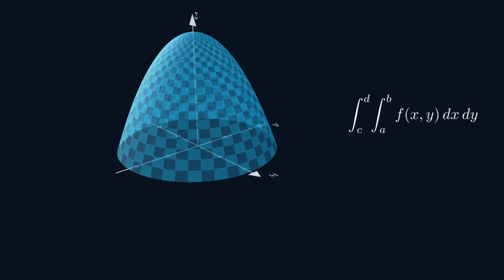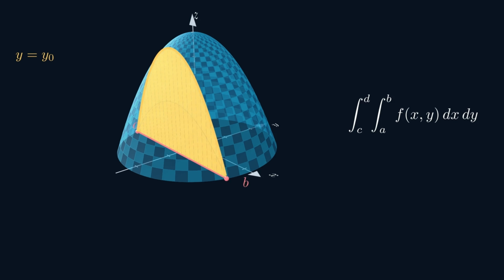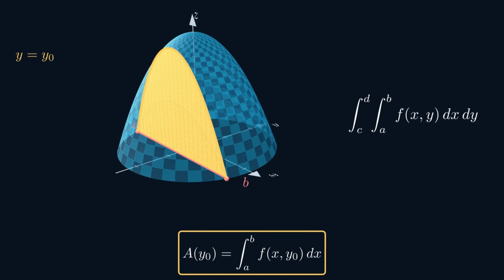Pick some y, say y0, on the xy plane. If we draw a line parallel to the x-axis and find the cross-sectional area of the graph above it, we get that it's equal to this integral.